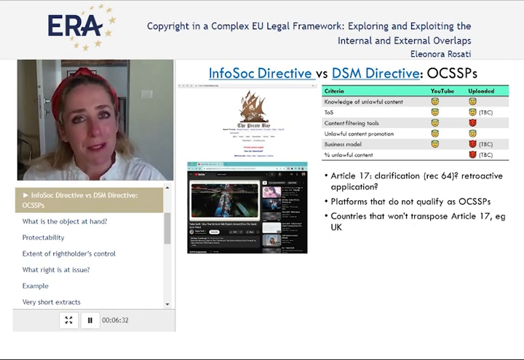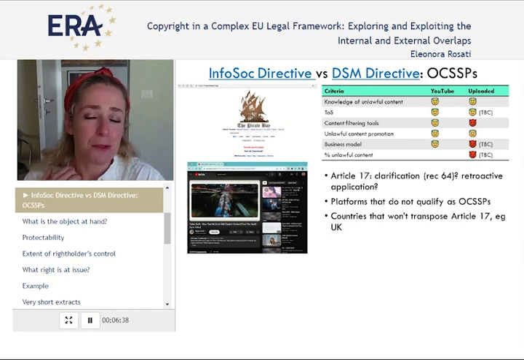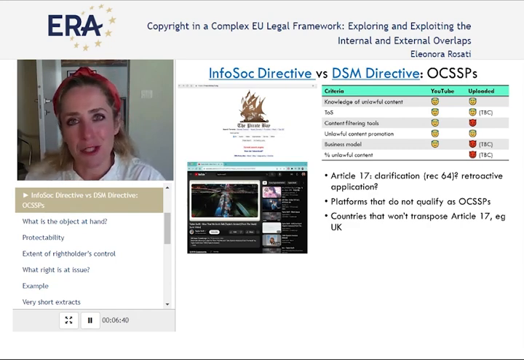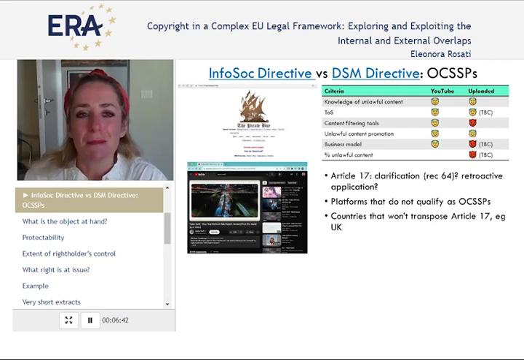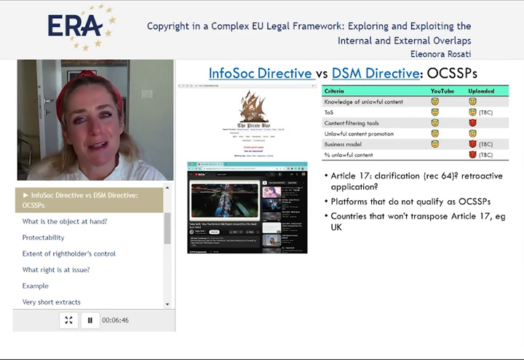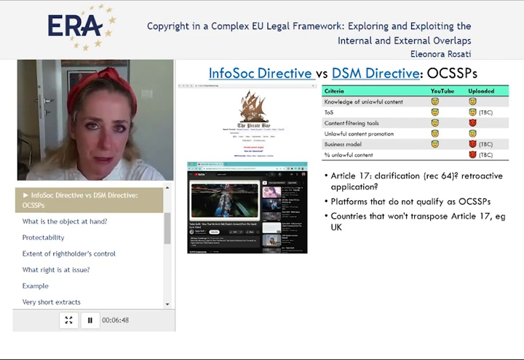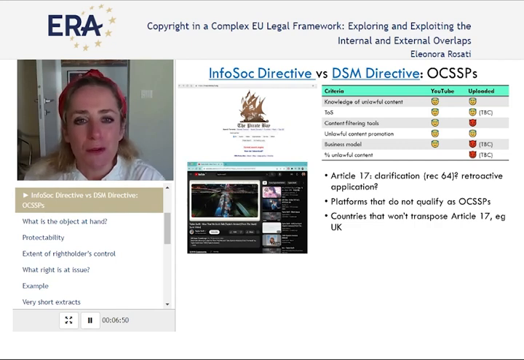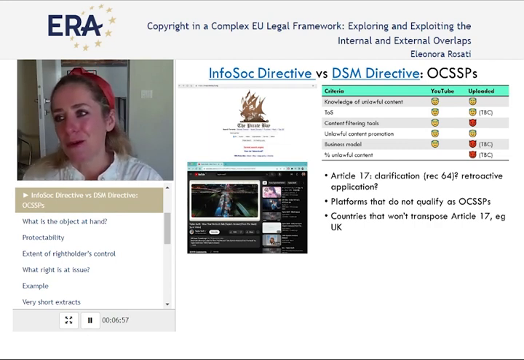For example, there are some commentators who have submitted that a service like Instagram or Facebook should not be regarded as an online content sharing service provider because of this lack of competition with the likes of Netflix and Spotify. And the same will go, for example, for dating apps, platforms like OnlyFans, and so on.